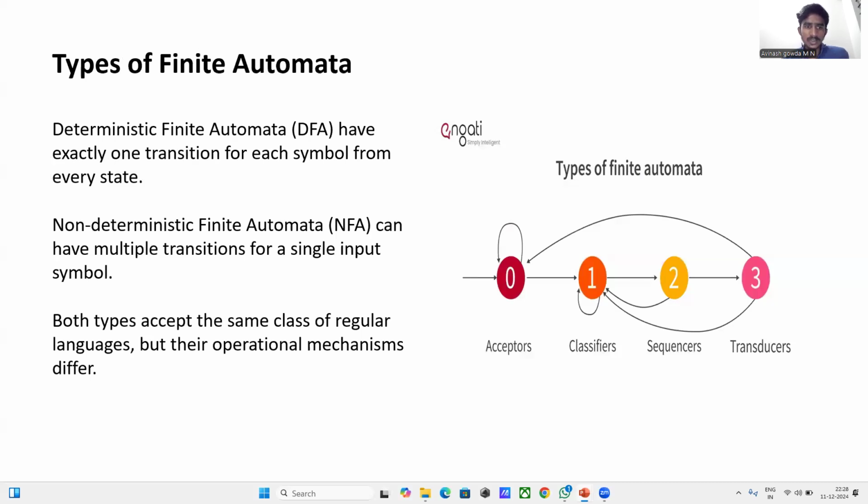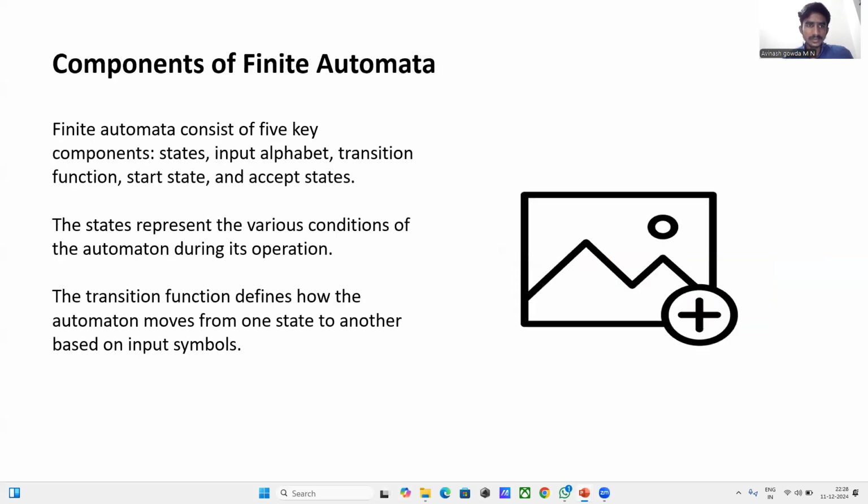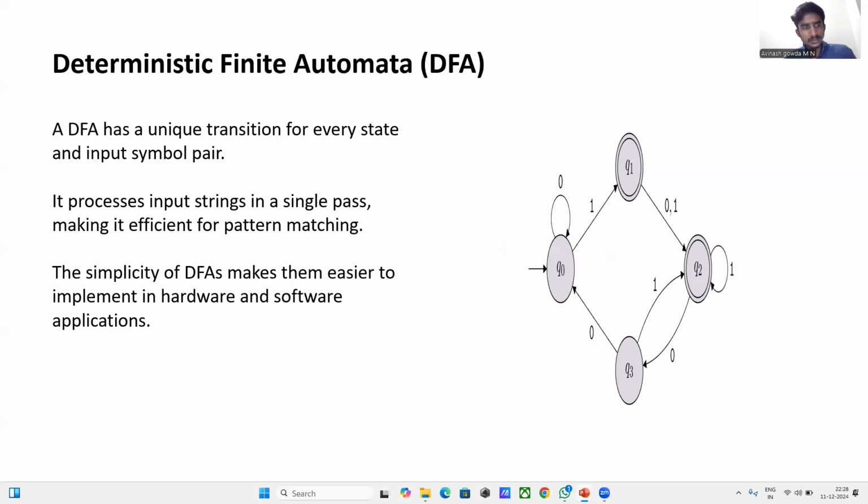Deterministic finite automata have exactly one transition for each symbol from every state. Non-deterministic finite automata can have multiple transitions for a single input symbol. Both types accept the same class of regular languages, but the operational mechanism is different. Now, the components of finite automata.